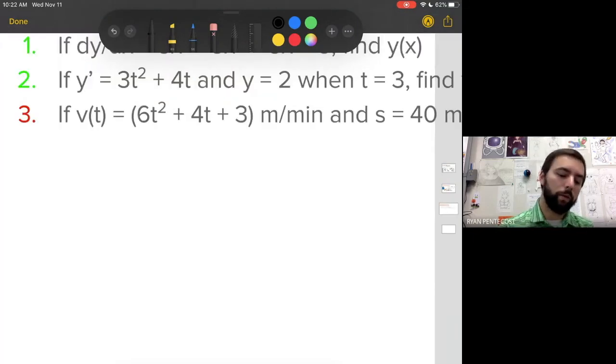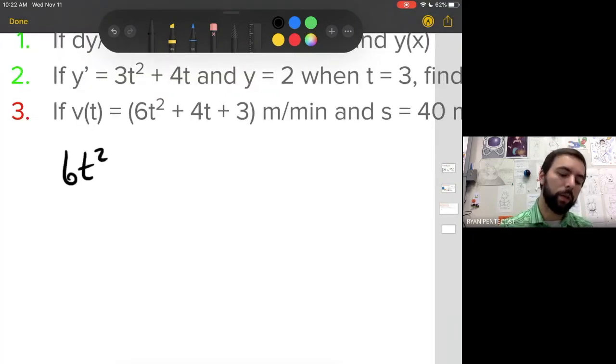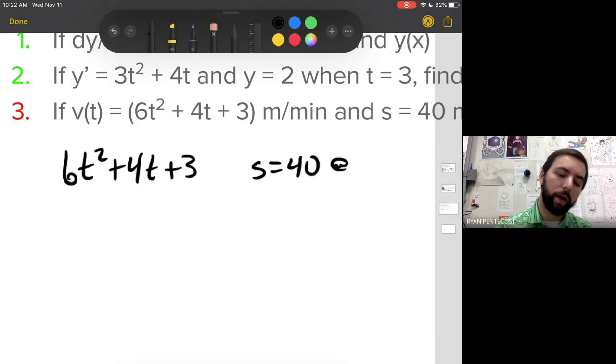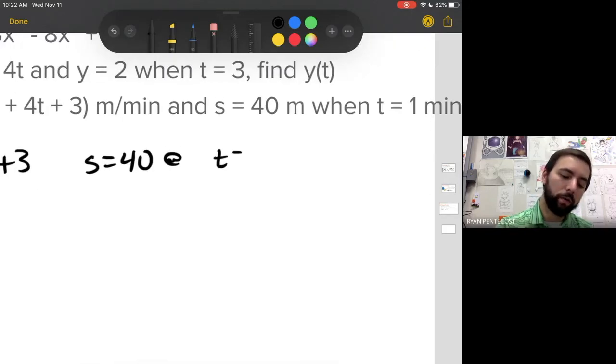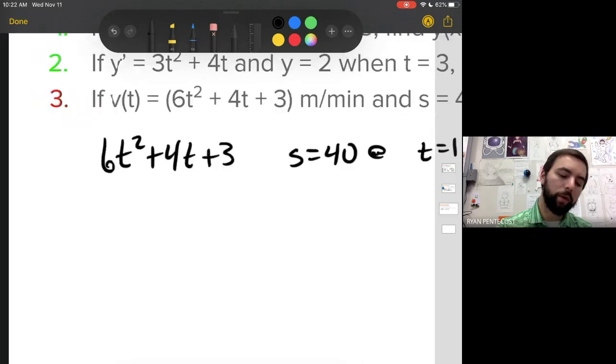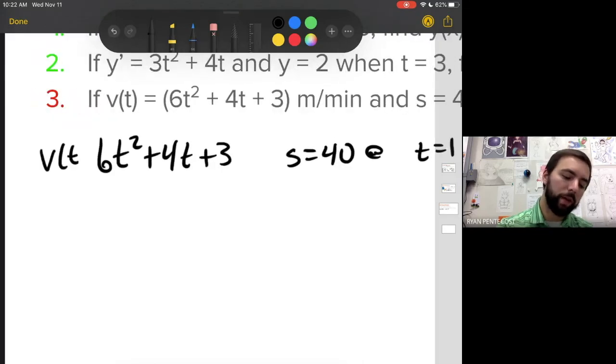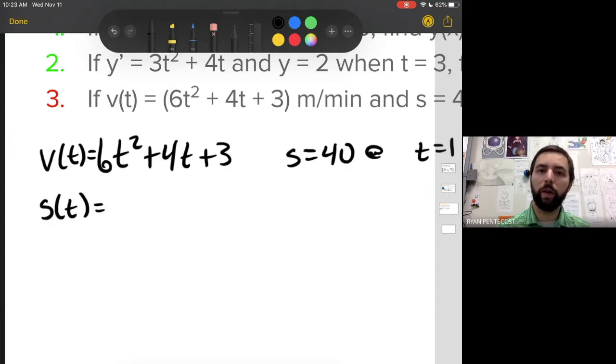Okay, so we have 6t squared plus 4t plus 3, and s equals 40 at, what was it, t equals 1. So now we want s of t if that is v of t. So remember, solving the integral for velocity can give you position, whereas the derivative of velocity gives you acceleration. So let's solve this integral real quick.